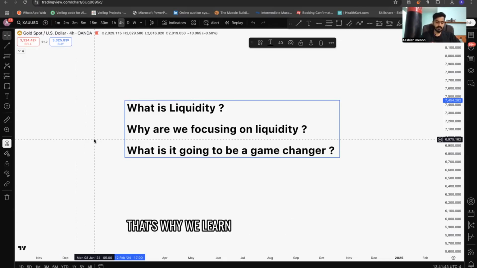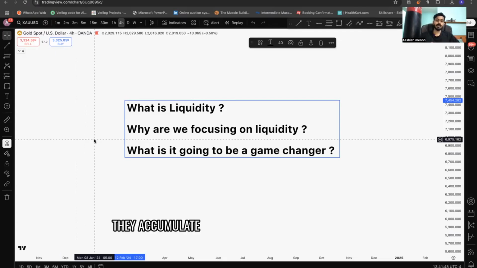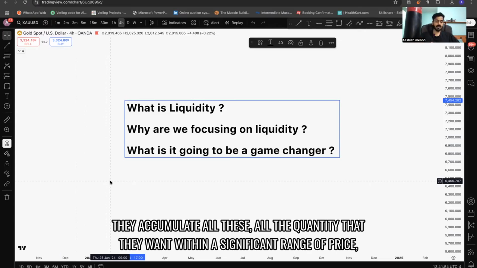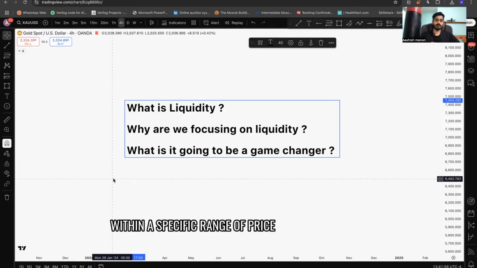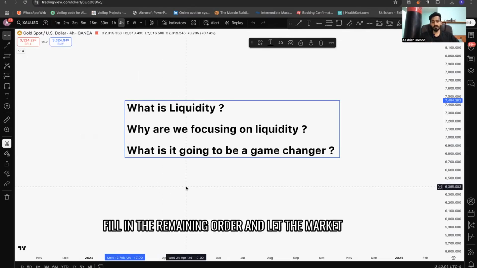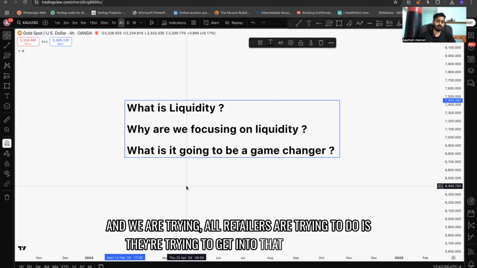That's why we learn these concepts called accumulation, manipulation, and distribution. They accumulate all the quantity that they want within a specific range of price, so that when the time comes, they can just fill in the remaining order and let the market move. And all retailers are trying to do is get into that move, right?